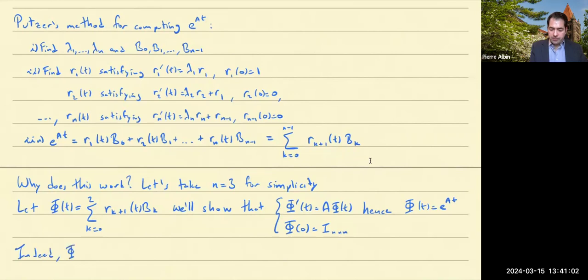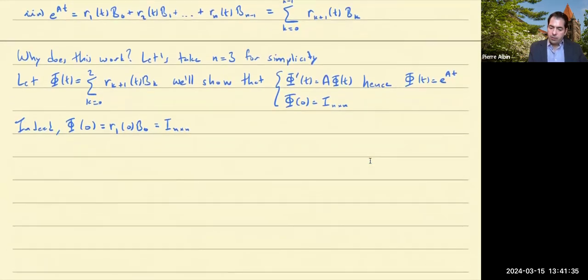Well, first of all, if you evaluate at 0, all of these functions have initial condition 0 except for R1. So if you evaluate at 0 in this sum, the only one that survives is R1. So we end up with R1 of 0 times B0, right? But remember, B0 is the identity matrix, and R1 of 0 is 1, so this is just the identity. Okay.